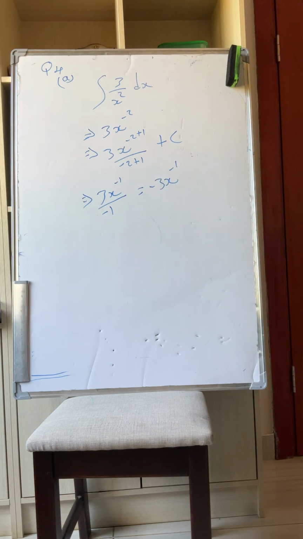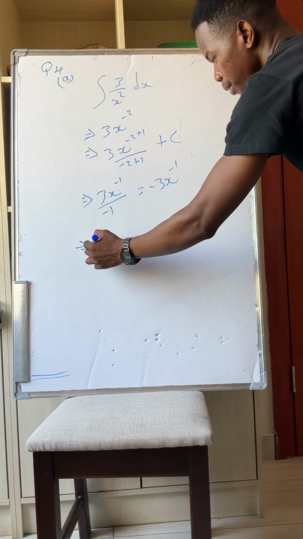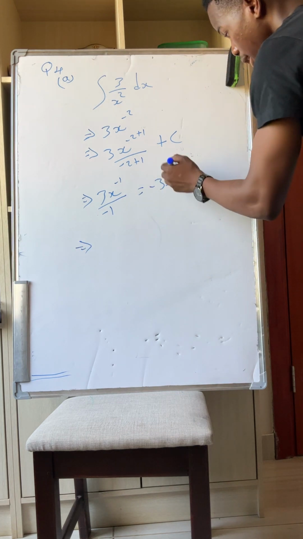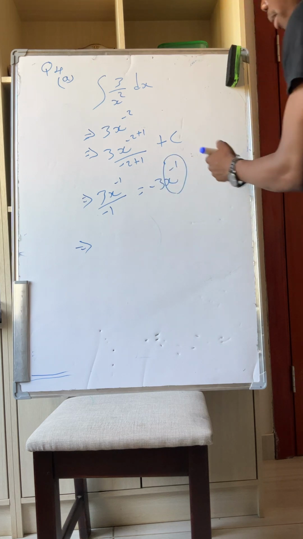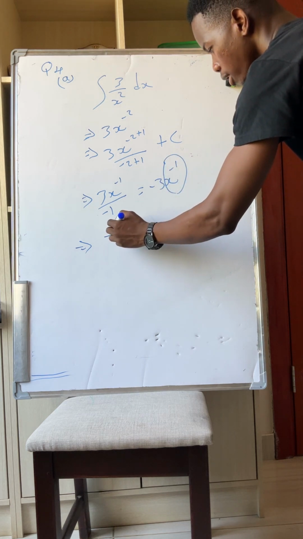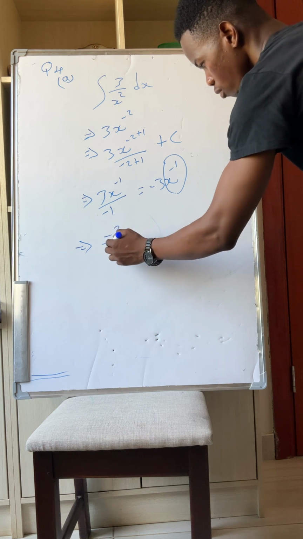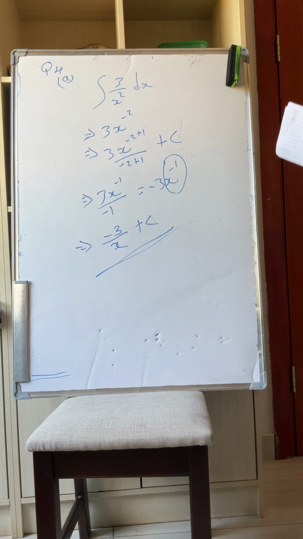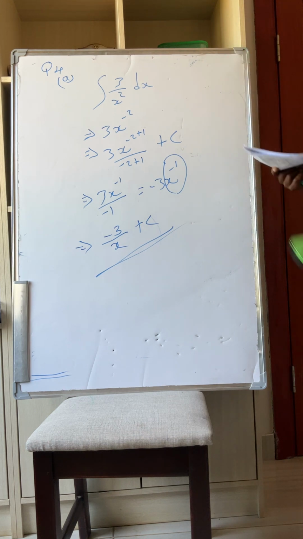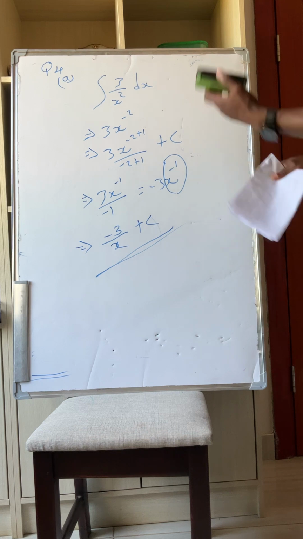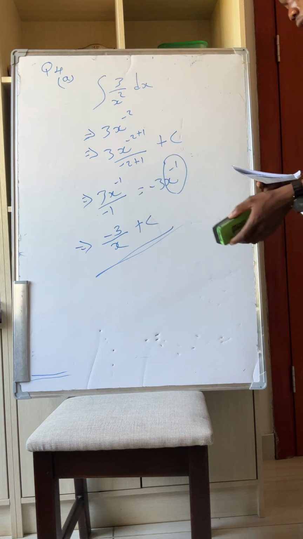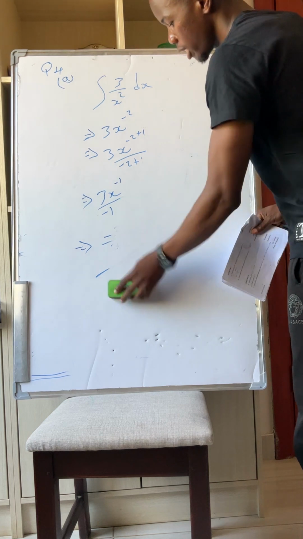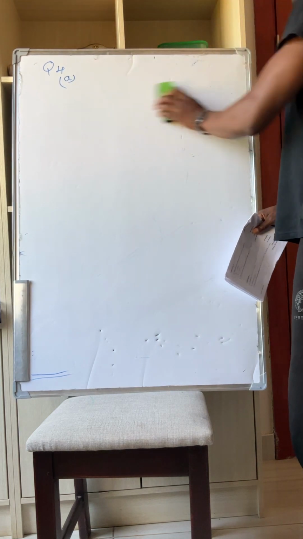So I rewrite this in positive index. This is my negative 3. Remember that this negative 1 power is for x, so I'll have negative 3 over x plus c. This becomes my final answer. Done. I've just seen that it's simple integrating, just getting 3 marks, 5, 5. So already I have 10 marks.